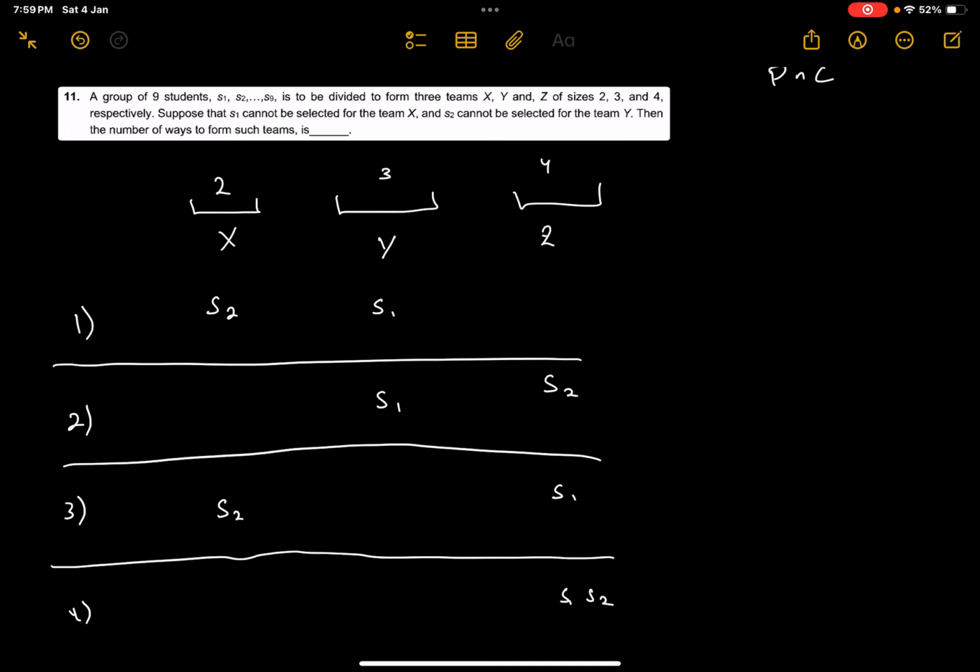So in this case, we are left with 1, 2, and 4 members respectively to be allocated to each team. Here 2, 2, and 3. Here we are left with 1, 3, and 3. Here it's 2, 3, 2.